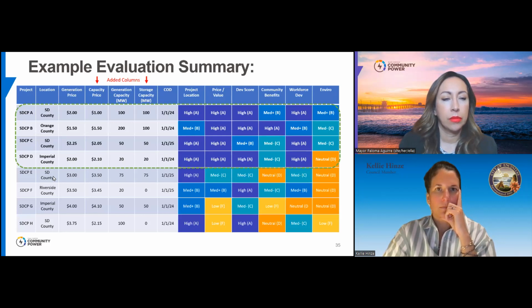So there's information about the project, the location, the price, the capacity, both on the storage and on the generation, and the COD. And then for each of the 6 criteria, the scoring criteria is given and summarized, and then we would go to the working group and talk through potentially which projects make sense for shortlisting. So I wanted to provide an example here. Next slide, please.